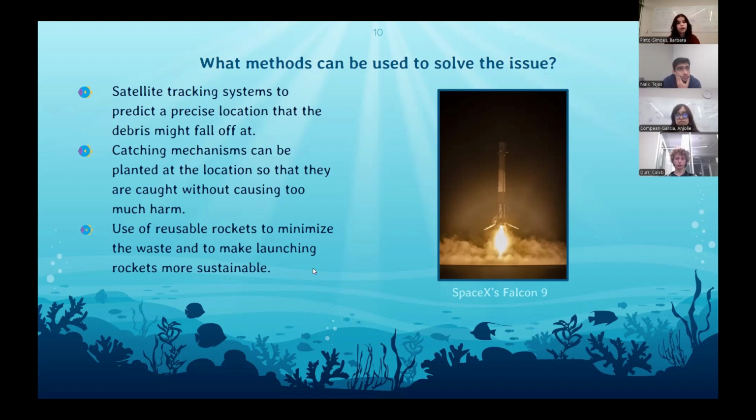And then the third one is the use of reusable rockets. So this will minimize waste in general and not just make it healthier for the ocean. And it will make our research and exploring of space a bit more sustainable.